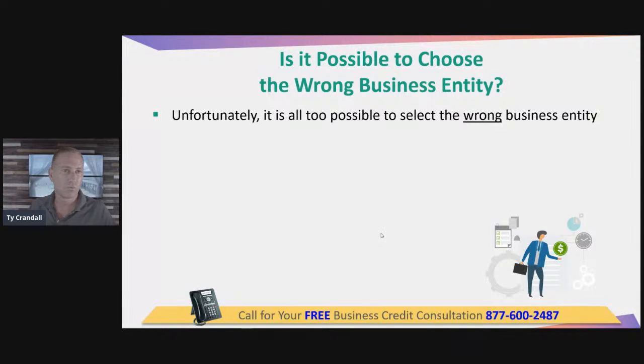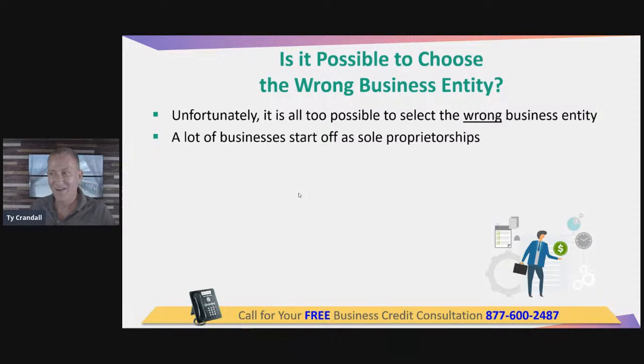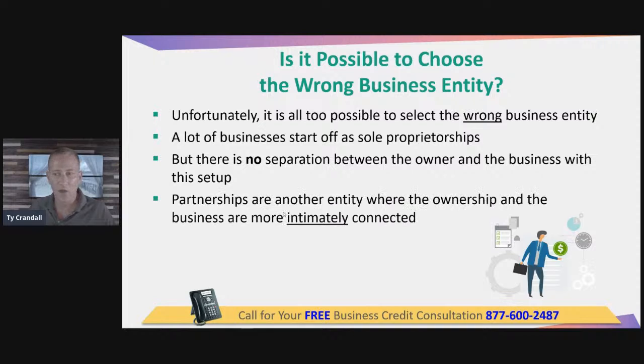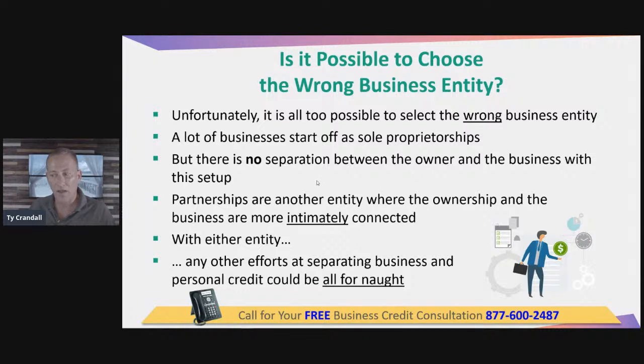So is it possible to choose the wrong entity? Well, unfortunately, it's all too possible to choose the wrong entity. A lot of businesses start off with sole proprietors, but there's no separation between them and the owner. Partnerships are another entity where the ownership and the business are more intimately connected, and all other efforts of separating business and personal credit could be all but for naught. And again, you can't build successful business credit if you are personally liable for your business debts. You could build it, but the not being personally liable for your business debts part goes away if you choose the wrong entity.